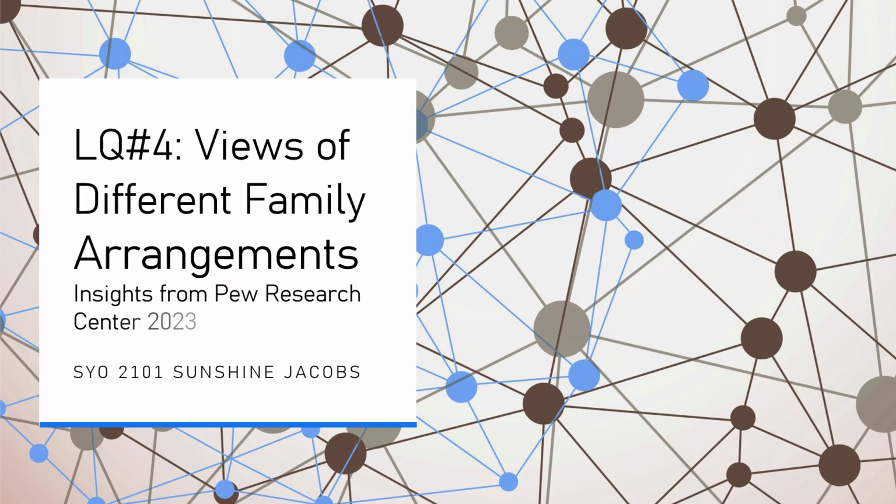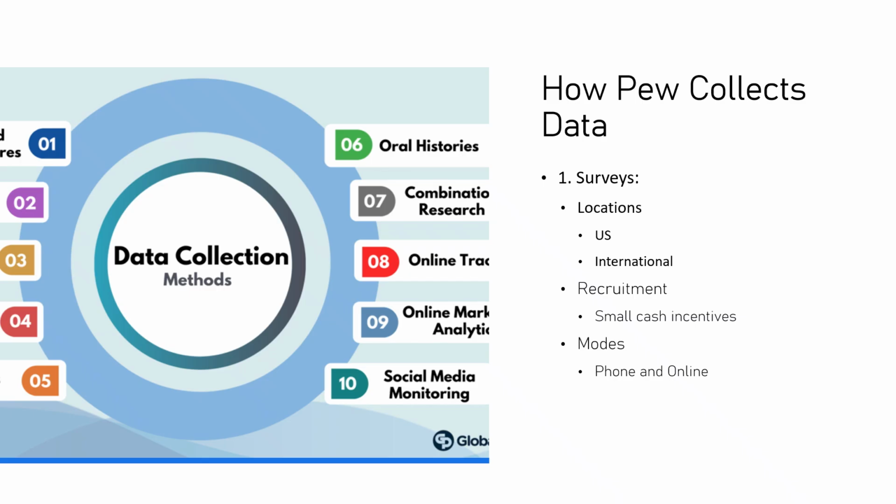Welcome to Lecture Quiz 4, Views of Different Family Arrangements, specifically insights from the Pew Research Center 2023 report. As a consumer of data and a researcher, it is always important to understand how the data is collected for the report which you're reading. The Pew Research Center employs a comprehensive approach to data collection through multiple methods. We will mostly discuss their survey method, which ensures high-quality, reliable data that informs various research topics.